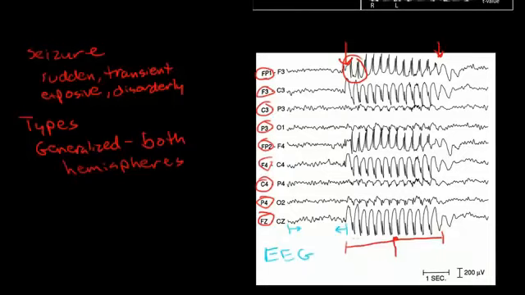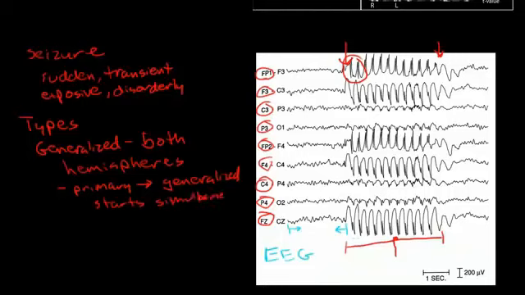Okay. And we can have a primary generalized seizure. That means a seizure that starts itself. I'm sorry, let me say that again. A primary generalized seizure is one that starts out generalized. So it starts simultaneously in both sides of the brain. So if we have our brain here, the seizure is going to start here and here at the exact same time.